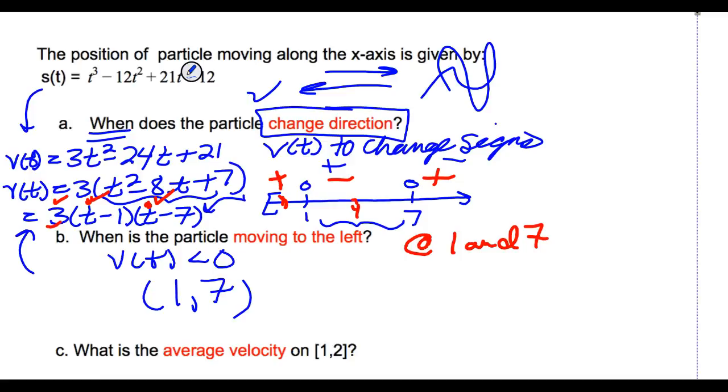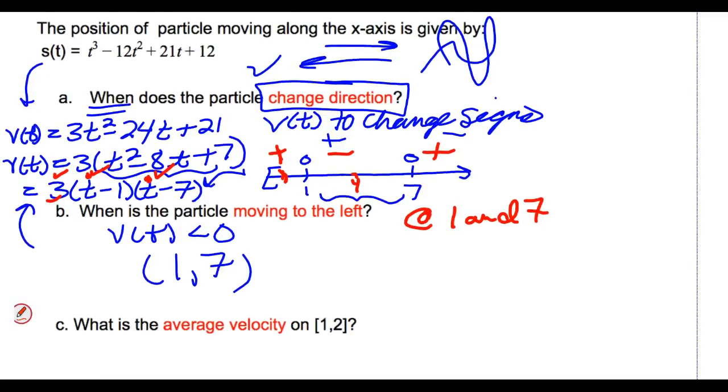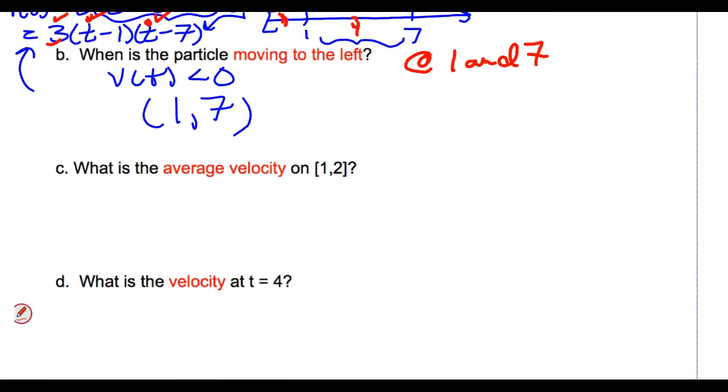The next question actually comes from a few days ago. I threw it in there as an extra. It says average velocity. I don't want to know at any particular time. I want to know its average from 1 to 2. How do we figure out our average velocity from last week? What do I just do? Yes, I average it out.